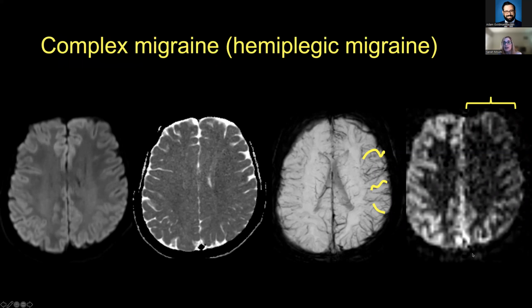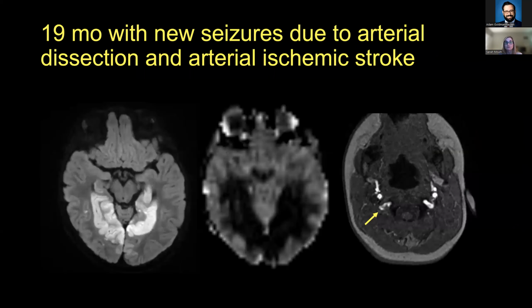In the setting of headache, these imaging findings are most consistent with hemiplegic migraine, which it turns out this patient had a family history of upon further investigation. In this case, the SWI and ASL sequences are essential for making the imaging diagnosis of complex migraine.